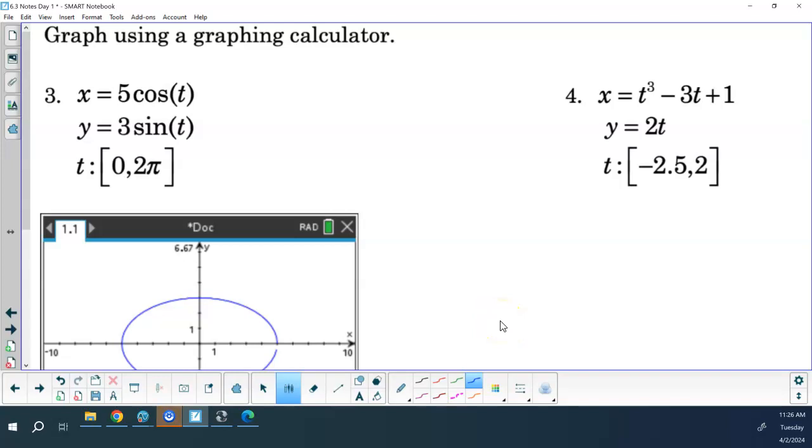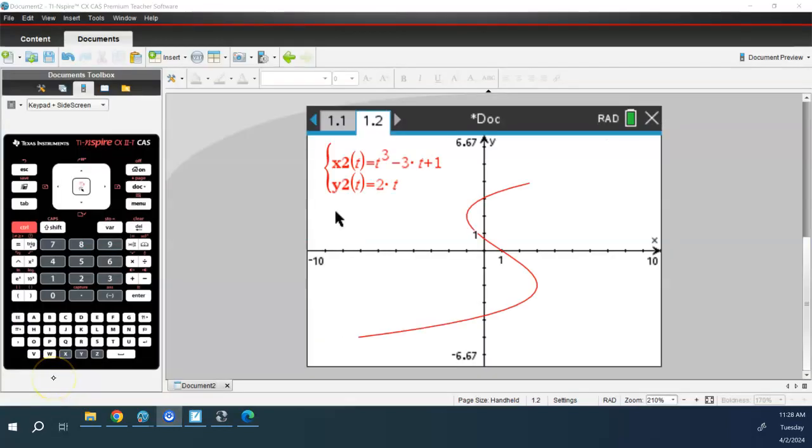Good. You now try number 4. Graph me x equals t cubed minus 3t plus 1 and y equals 2t. Agree? Got a little funky S type thing going on.